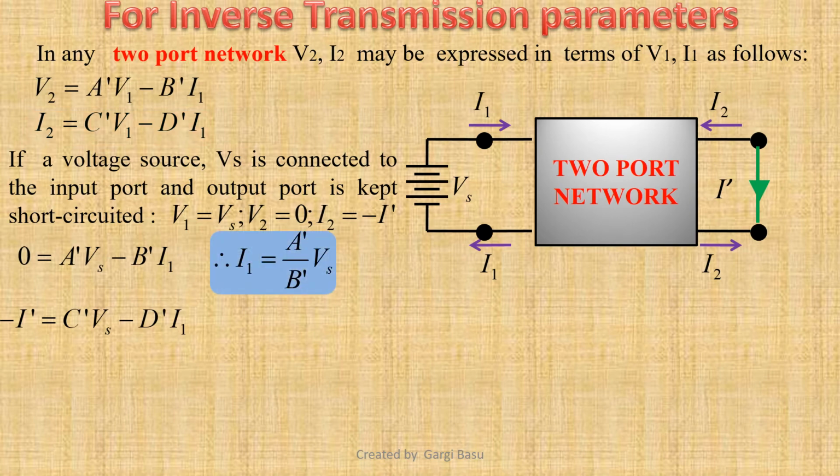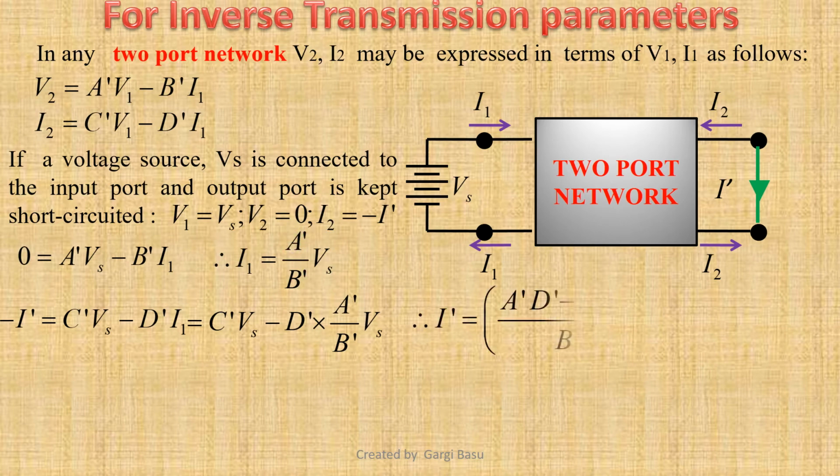From the second equation, we get minus I dash equals C dash Vs minus D dash I1. Using the expression of I1, we can write minus I dash equals C dash Vs minus D dash into A dash by B dash times Vs. Rearranging this equation, we get I dash equals (A dash D dash minus B dash C dash) divided by B dash times Vs. Or we can write I dash equals delta T dash by B dash times Vs, where delta T dash equals A dash D dash minus B dash C dash.